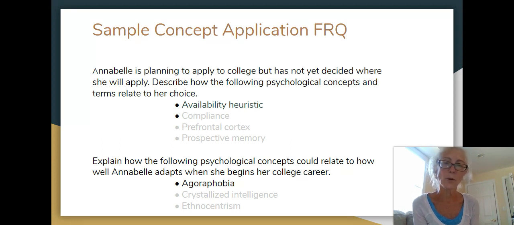Usually there is a second part to the concept application FRQ, and it's just a follow-on to the original part. And this one reads, explain how well the following psychological concepts could relate to how well Annabelle adapts when she begins her college career. And then again, a list of terms. Usually there's a total of 7 to 9 terms. We're going to address just one of those, agoraphobia.